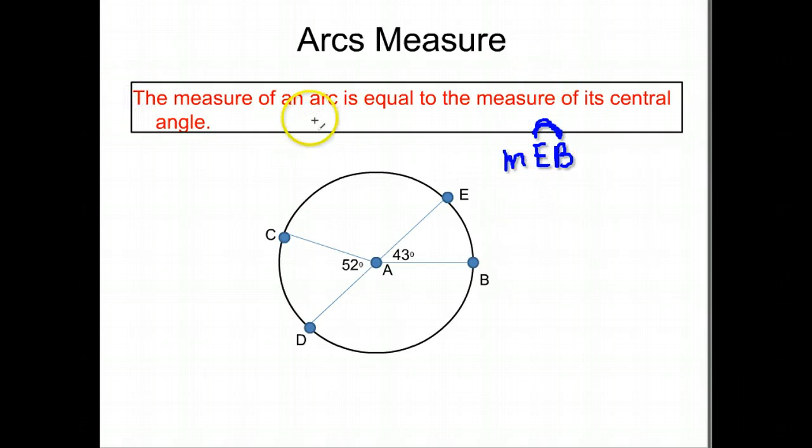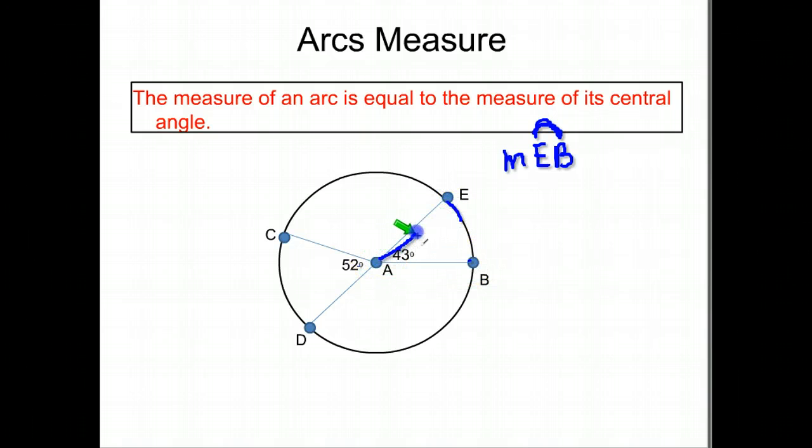The measure of an arc is equal to the measure of its central angle. Now, when we say central angle, we mean an angle that starts at the center of the circle. Its vertex is there. So see, we have two central angles here. This one is a 43-degree angle, and this one is 52. This is the angle measure, but it's also the measure of the arc made up by that angle.